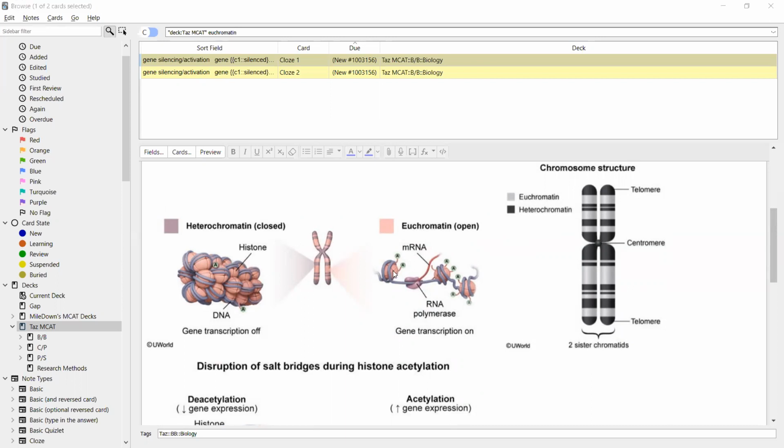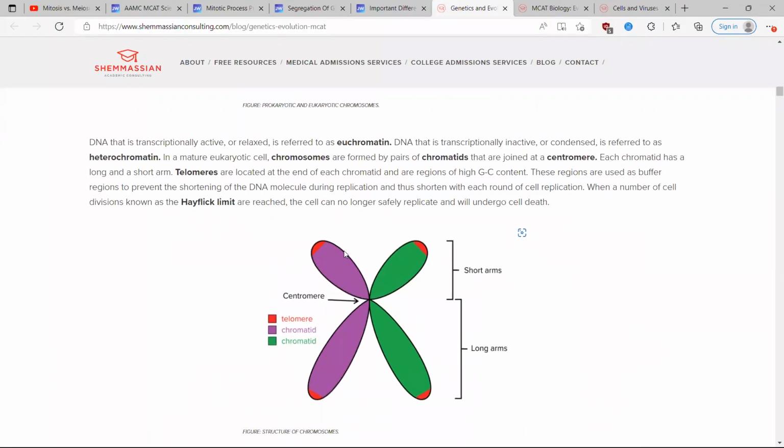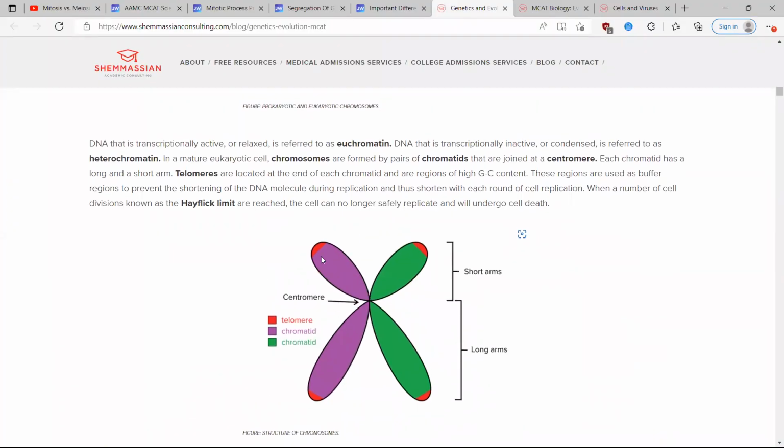So how do both of these things happen? Basically, the chromosome has two chromatids, and in the center, there's something called a centromere holding them together. And at the end, we have something called a telomere, which is just a repetitive stretch of GC nucleotides. And these are here because of something called the end replication problem.